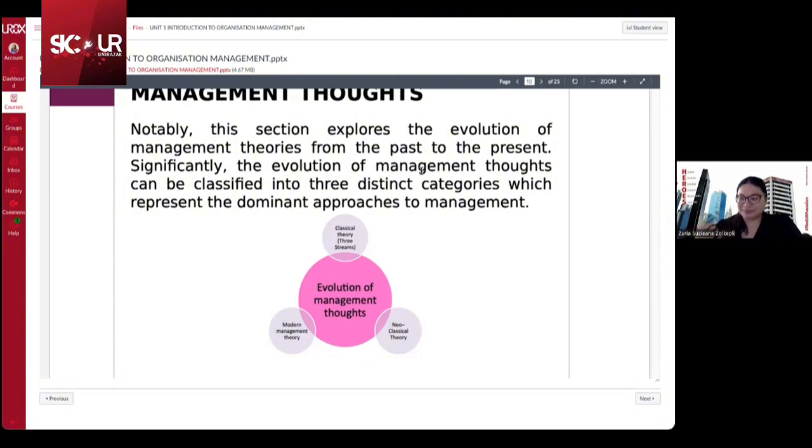Okay, so economic factor. Why management is evolving is that, remember, one of the importance of management is the resources, right?